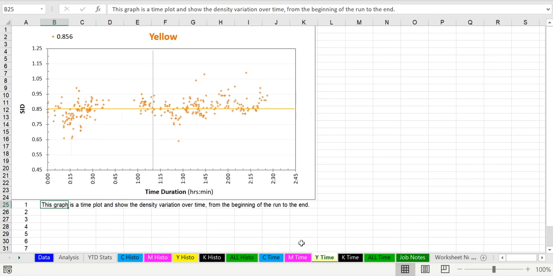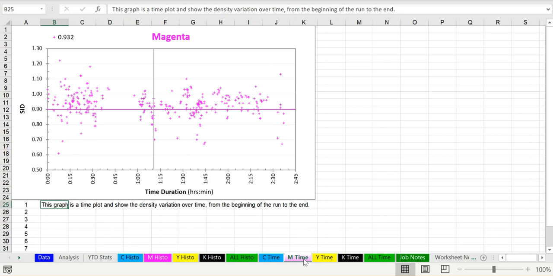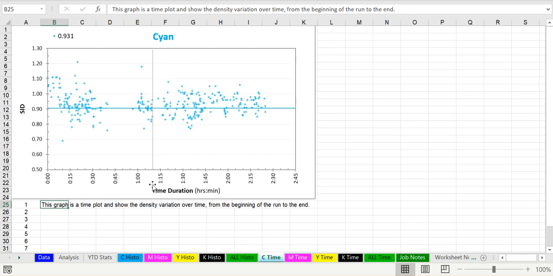Okay. Let's look at the Magenta density data. Time, density, shift change, target, press down, right? And finally, we can take a look at the Cyan data. Time duration, density, target, shift change, and press down. So here on the Cyan, it looks like we started early in the run being on the dark side, but as we progressed through the run, we got closer to the center line. So this is good results.